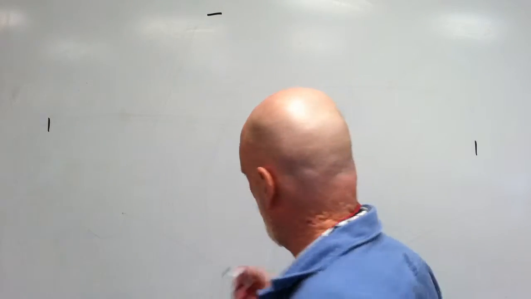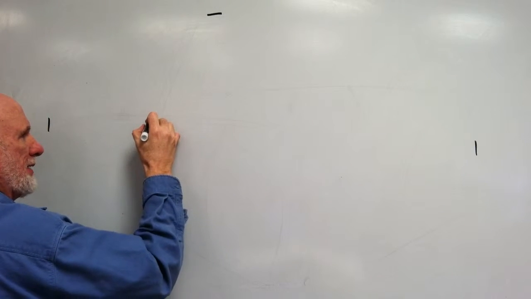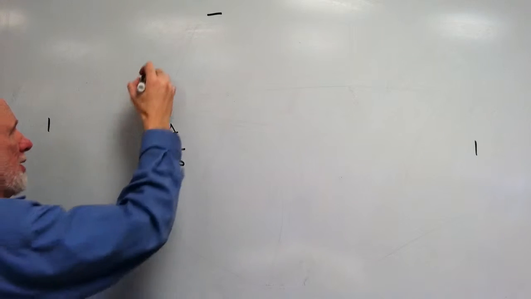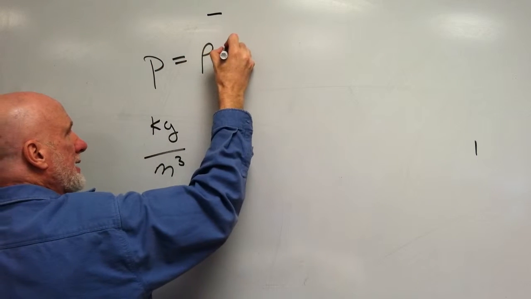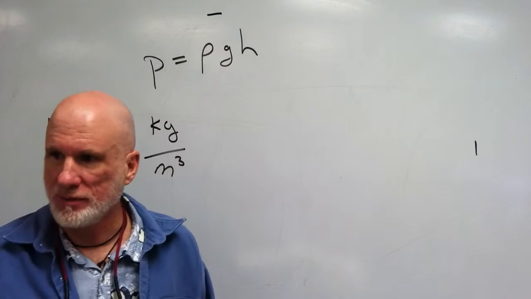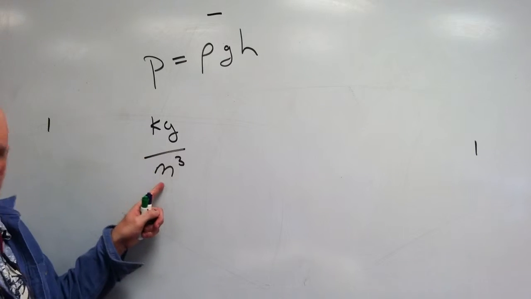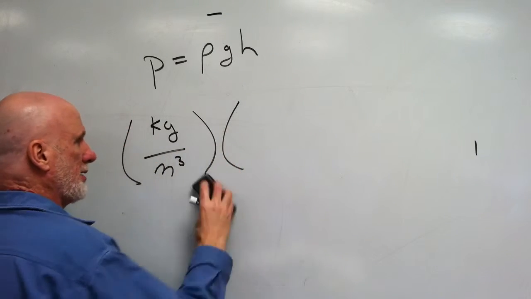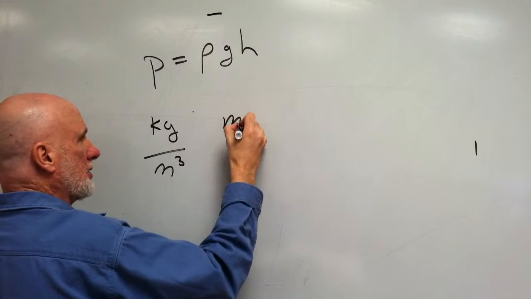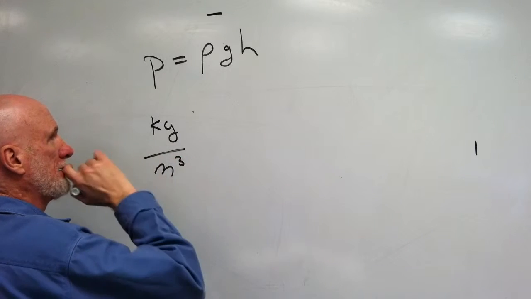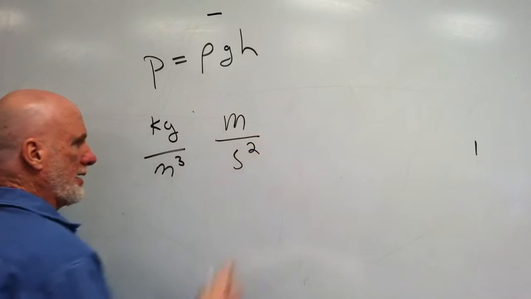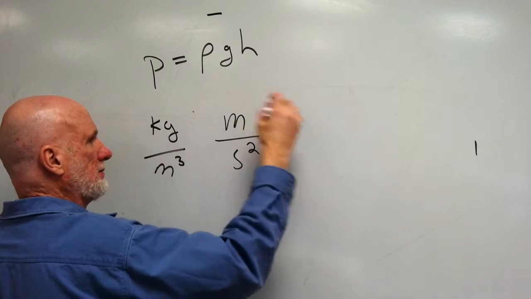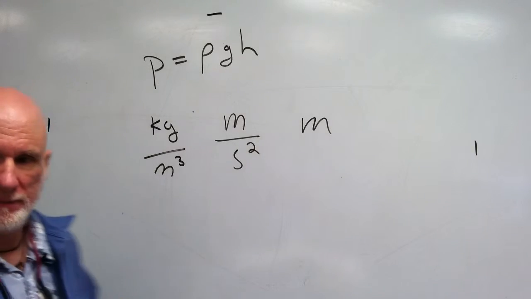All right, you ready? So if I take kilograms per cubic meter, right? Remember, pressure equals density g h, right? So that's density, times kilogram, times meters per second squared, correct? Times meters. Right? You all right with that?